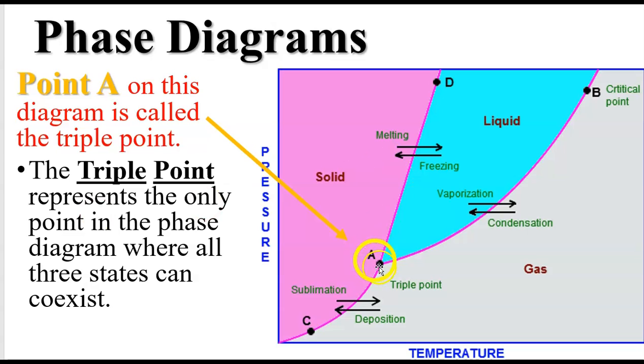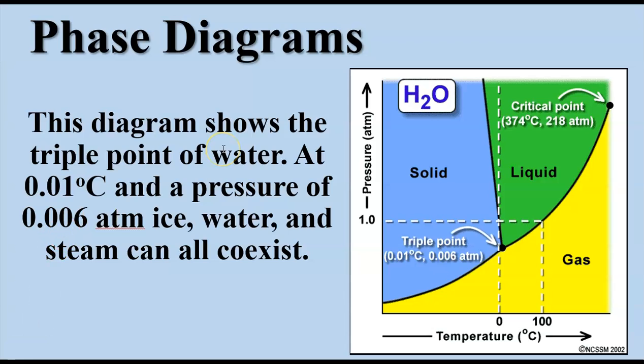Point A, that's circled on here, is called the triple point. The triple point is a representation of the only point in the phase diagram where all 3 states can coexist. So at this very specific temperature and pressure, this substance can exist as a solid, liquid, and gas. So, for example, this diagram shows that the triple point of water is right here. So at 0.1 degrees Celsius and a pressure of 0.006 atm, ice, water, and steam can all coexist. This is a very narrow, specific point. So it's pretty rare conditions.